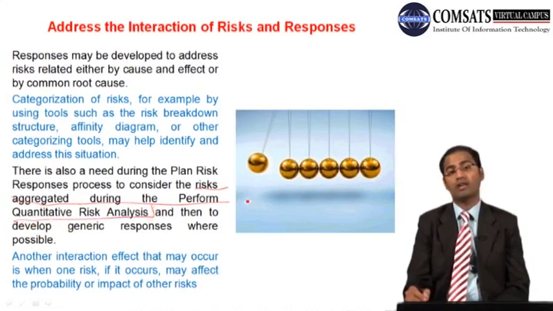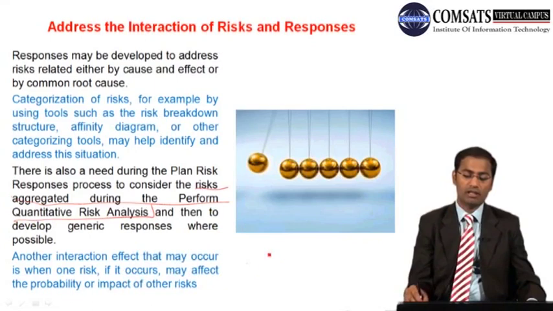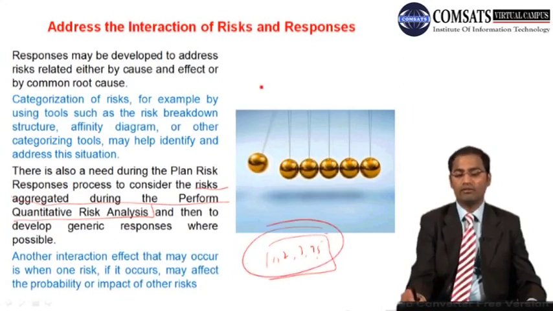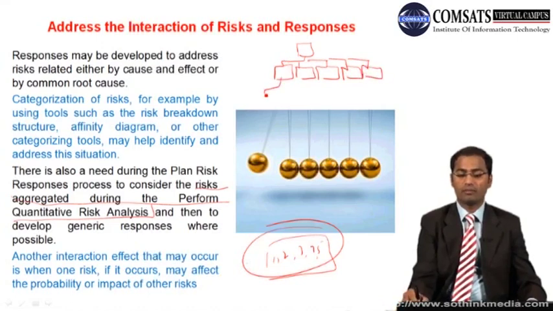You have done quantitative risk analysis, and now you know how much money or how much time you need. Now you can bundle a few risks, 1, 2, 3, 4, 5, and have a collective. So if you have this project, these are control accounts, and then these are work packages.